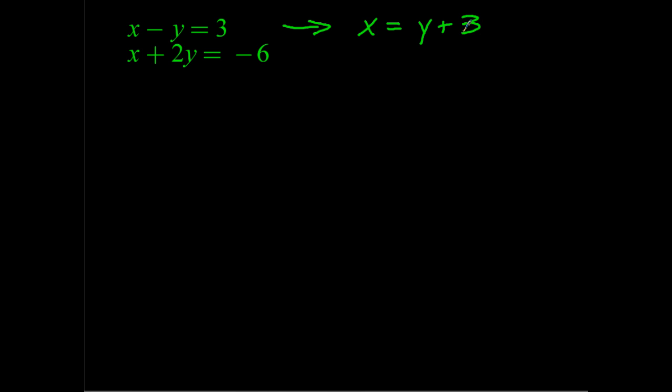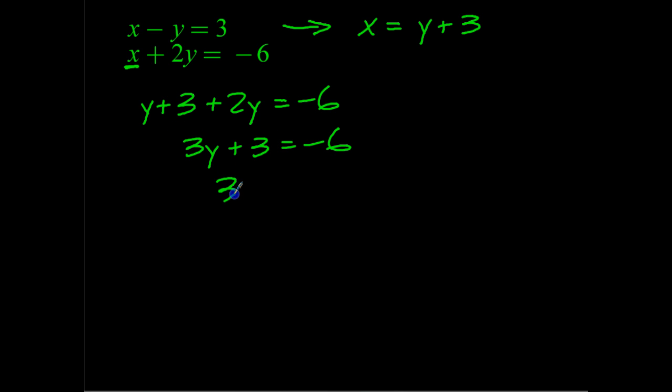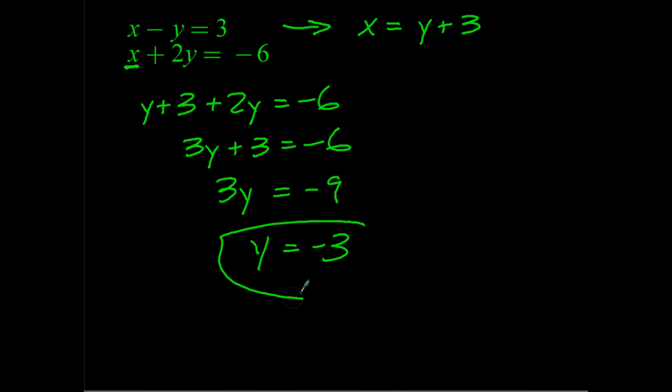Well, now I can just substitute that here. So I'm going to say y plus 3 plus 2y is equal to negative 6. Then from here I can combine my y's, and I get 3y plus 3 is equal to negative 6. So I know 3y is equal to negative 9, so I get y is equal to negative 3.